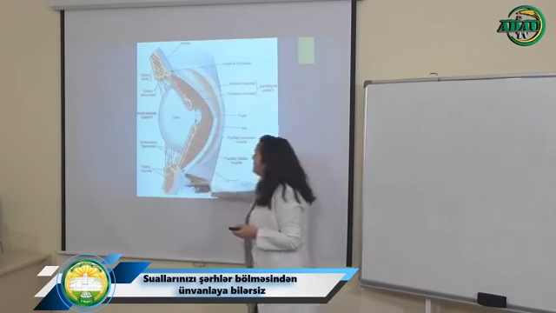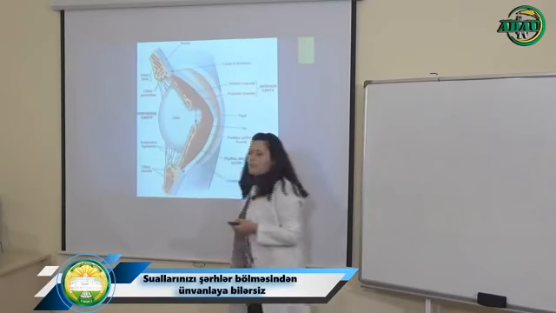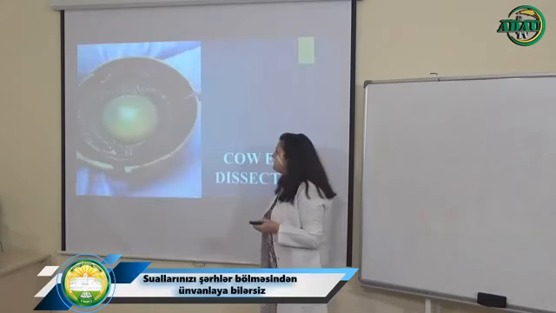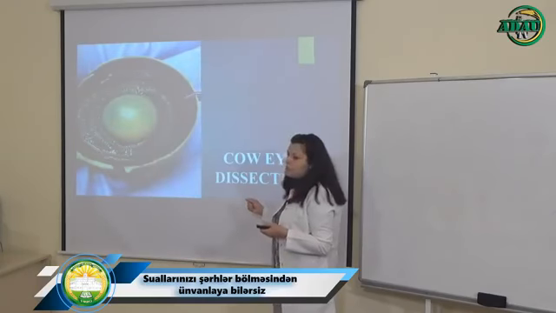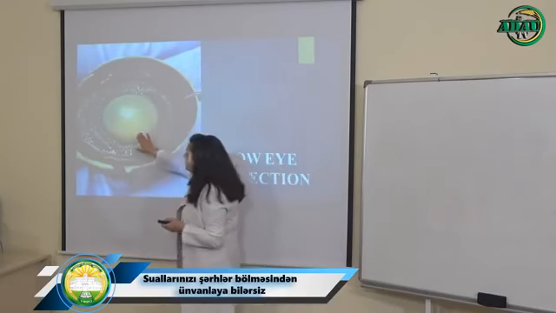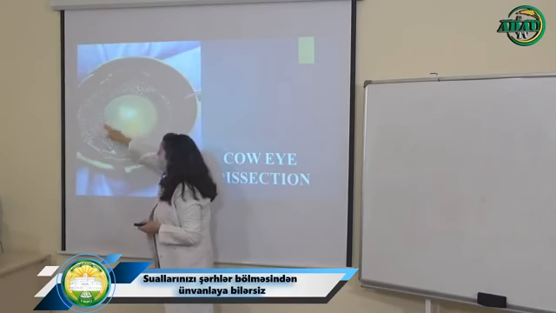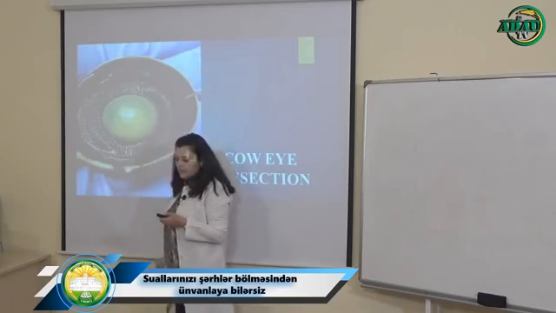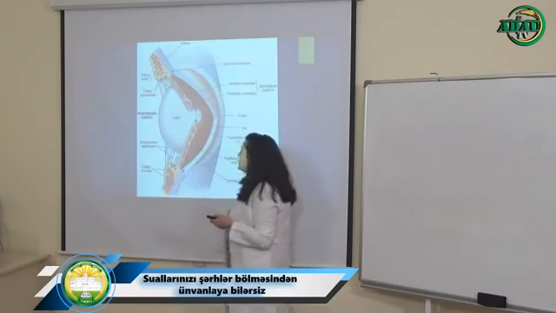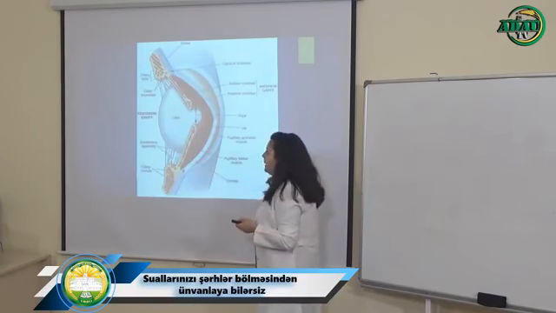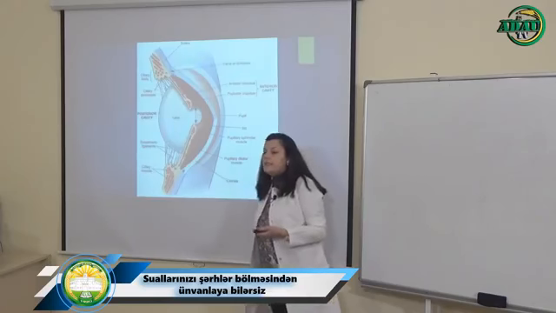Here again you can see some part of the ciliary body. This is a very clear illustration. Again, here we have the lens in the center, and the ciliary body which is located around the lens. So what is the function of the ciliary body?